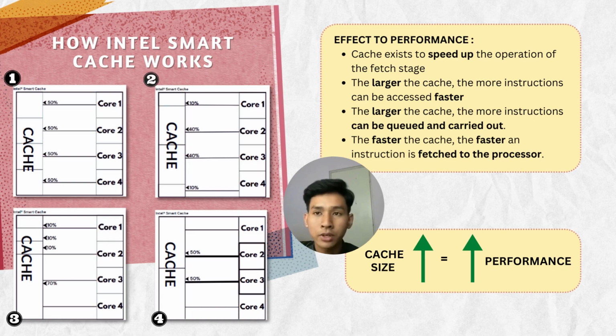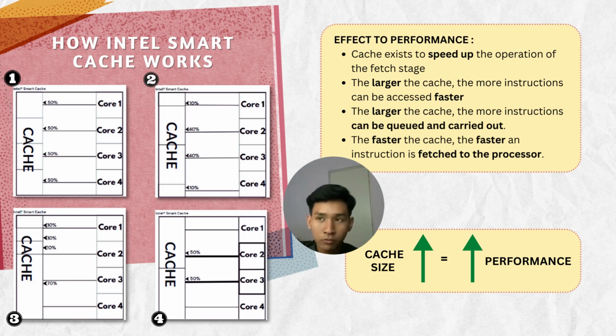If we take a look at the third diagram, if core 4 wants the resources, the highest percentage is given to core 4, so it's going to be faster for core 4 to access the data. If we take a look at the fourth diagram, if core 2 and core 3 want the resources and only these two cores, the percentage is given to them only.